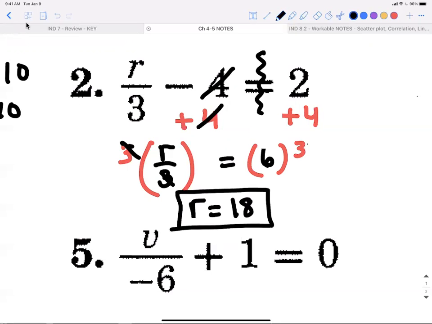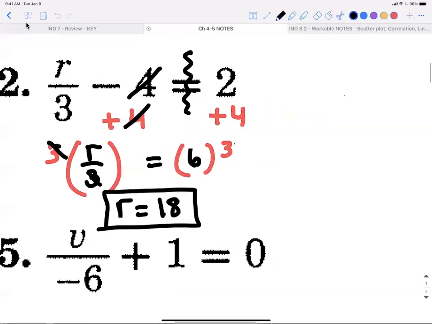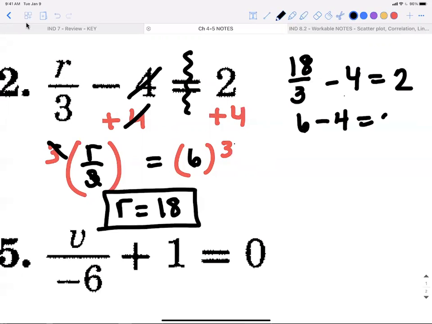Okay, now we have to check it. So we're going to go back to our original problem, r over 3. So in place of r, I'm going to put an 18. So 18 over 3 minus 4 equals 2. So we always reduce the fraction first. So 18 over 3 is 6, minus 4 equals 2. And 6 minus 4 is positive 2. So it checks out.